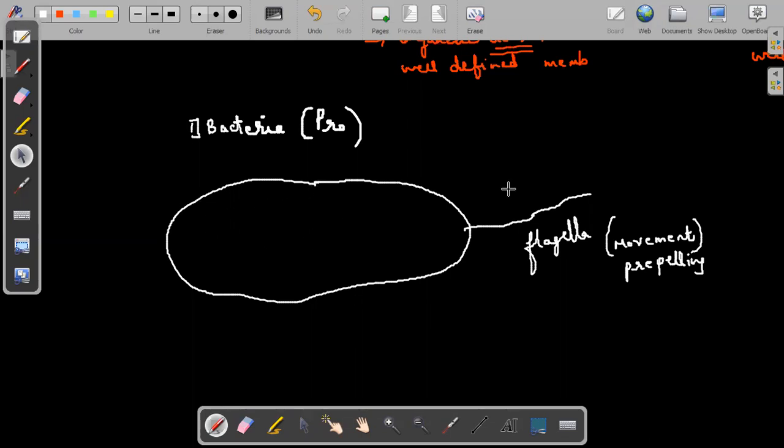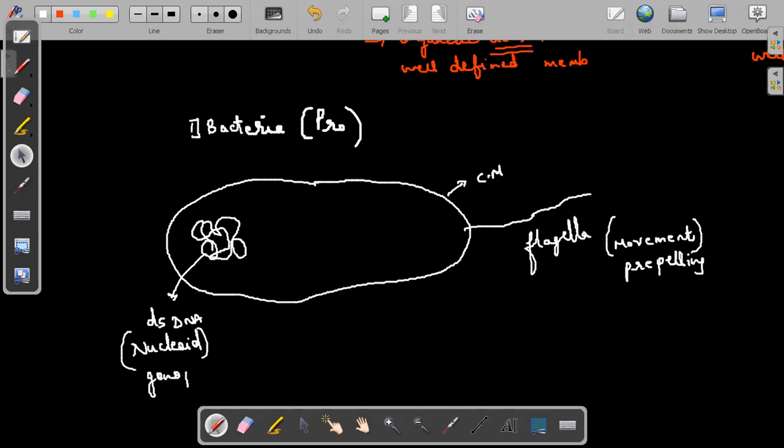As I said, the cell membrane is here. There is no nucleus as such. The entire DNA, can you see it's a double-stranded DNA, is just lying in the cytoplasm. This DNA material is called the nucleoid, also called the genophore, which is just lying in the cytoplasm.